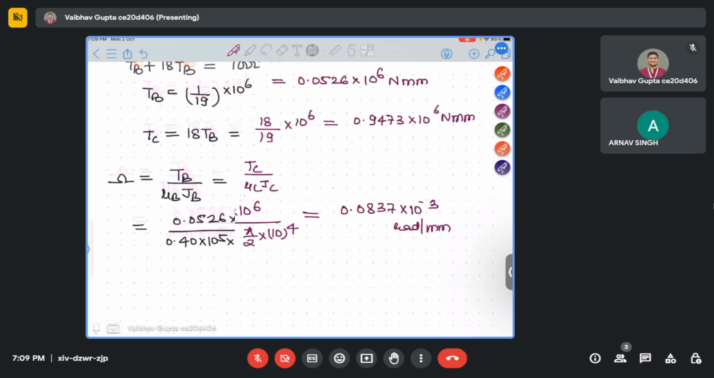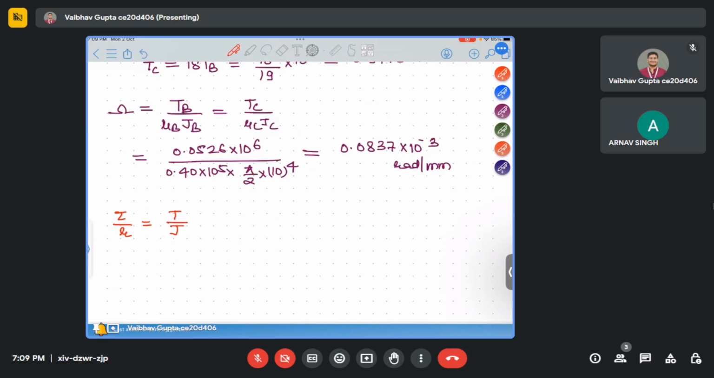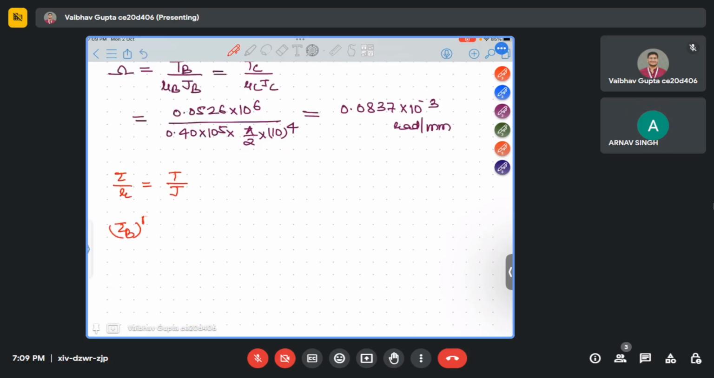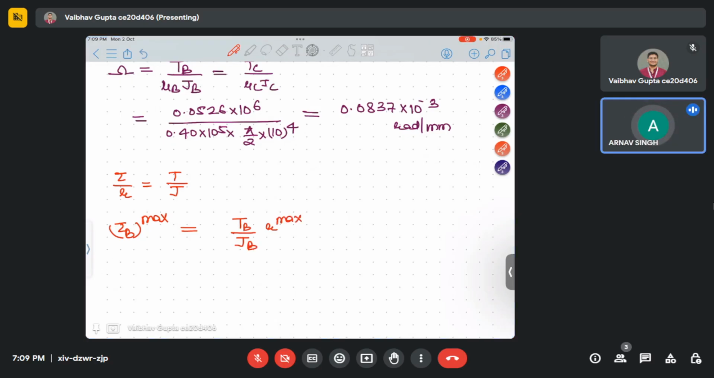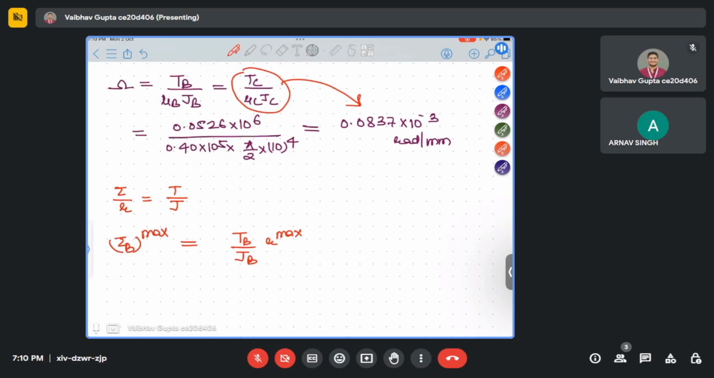Now the next two parts are the maximum shear stress experienced by brass and copper. From the torsion equation, tau by R is nothing but T by J. So tau brass max will be equal to T by J into R max. The angle of twist will be the same for both. If you calculate by this also, you will get the same answer. Suppose a wire is twisted, so both will experience the same angle of twist.